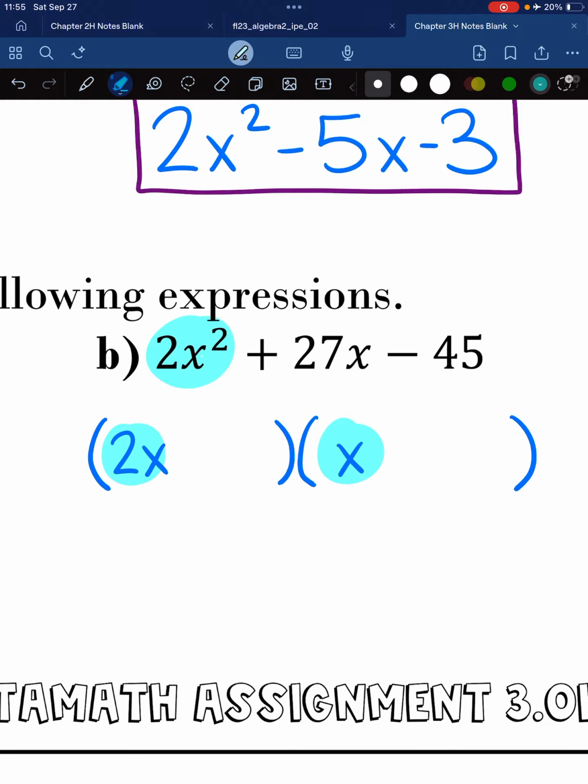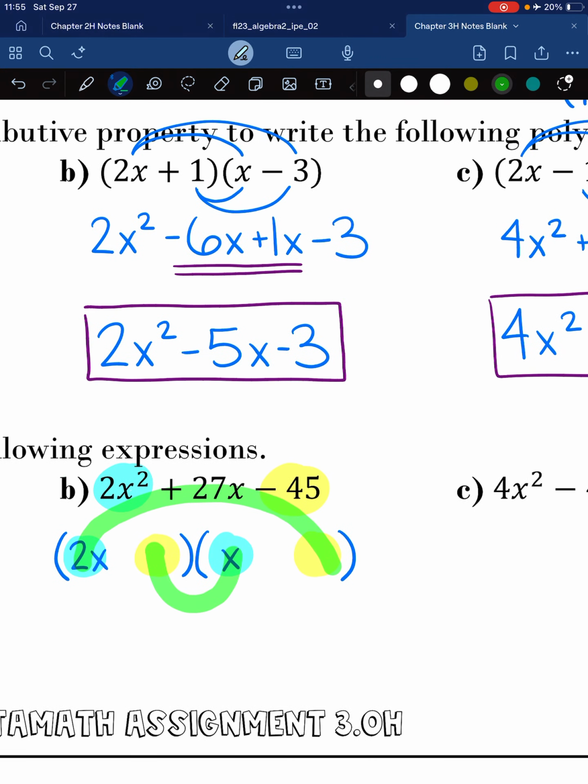Okay, we need to be a little bit careful on this one because this negative 45 has to come from these two being multiplied. But remember, when I continue FOILing this out, this 2 is going to get multiplied by whatever this factor is, and then these two need to combine. So some side work that may be helpful for you to do at first is to multiply these two.